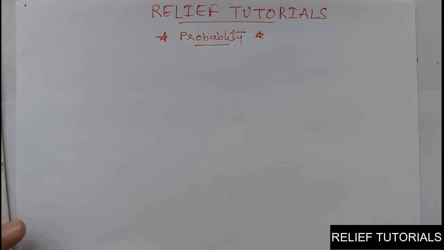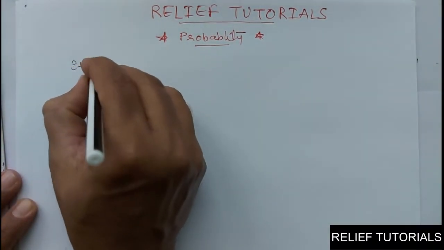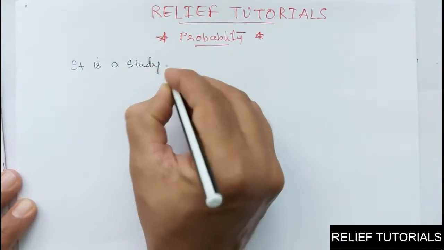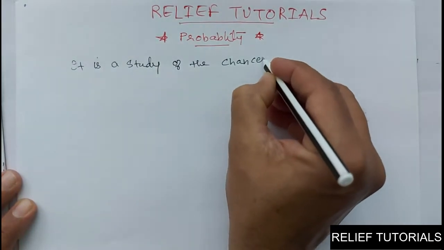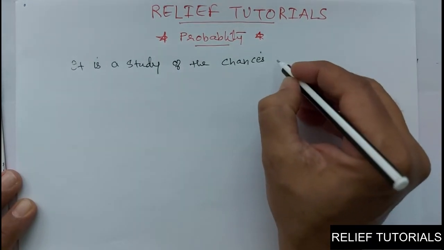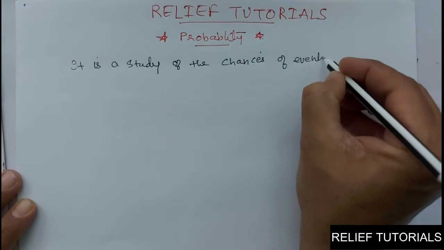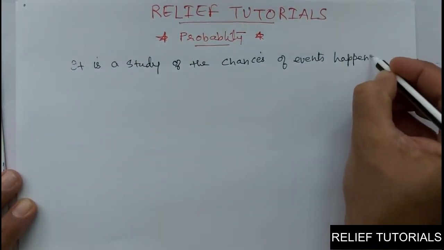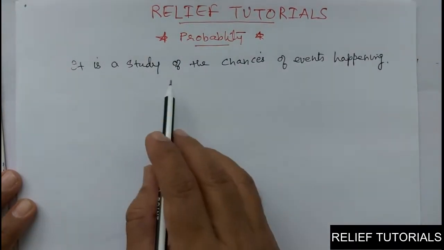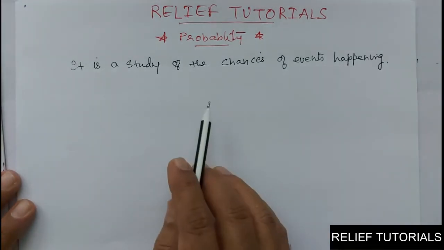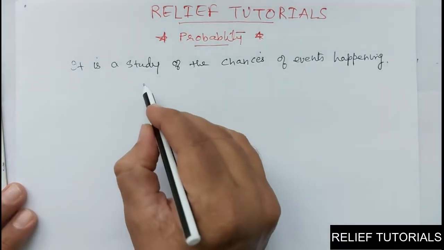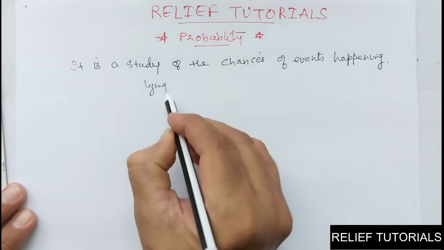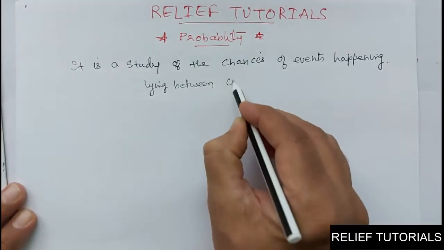Clear? So you know what is probability? Probability is the study of chances, or we can say the likelihood of events happening. It is measured by a number lying between 0 and 1.